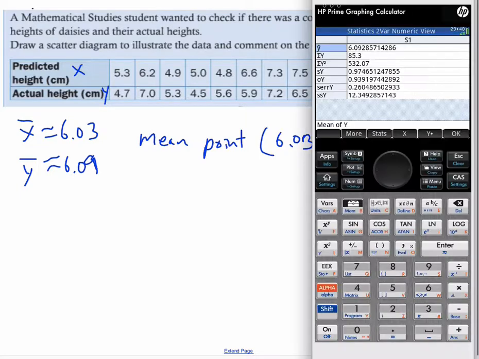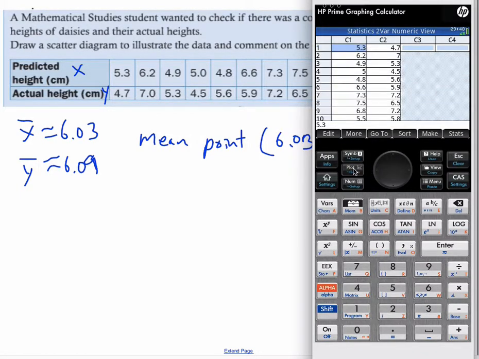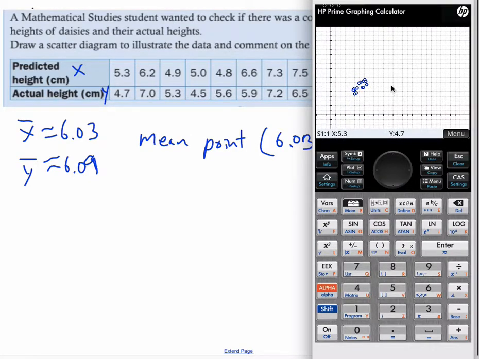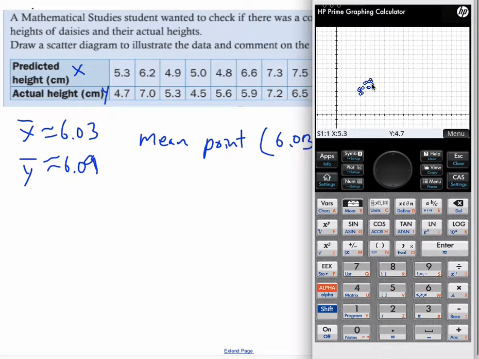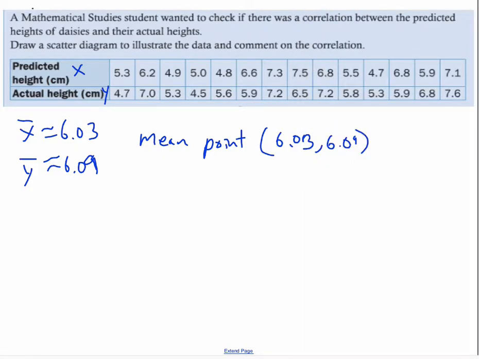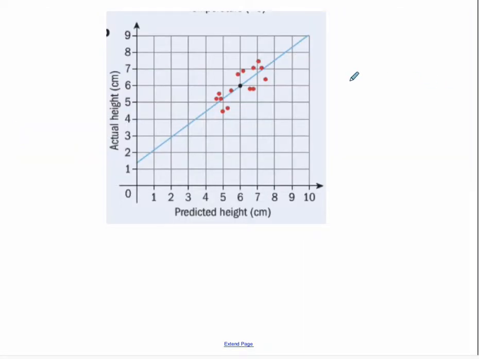Okay, so we can also click on plot to see what this kind of relationship looks like, and you can zoom in a bit on that. So that's what the graph looks like, and here I've got the scatter plot, and the mean point is plotted. There's 6.03 comma 6.09, and you see it's right in the middle because it's the average of the x values and the average of the y values.